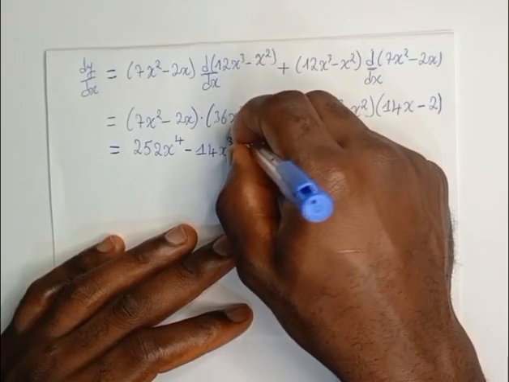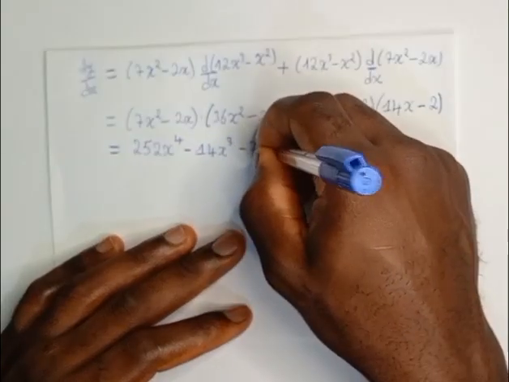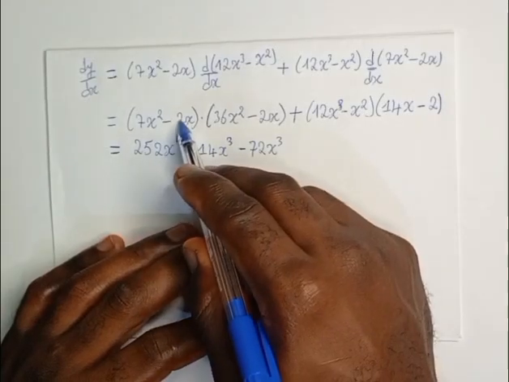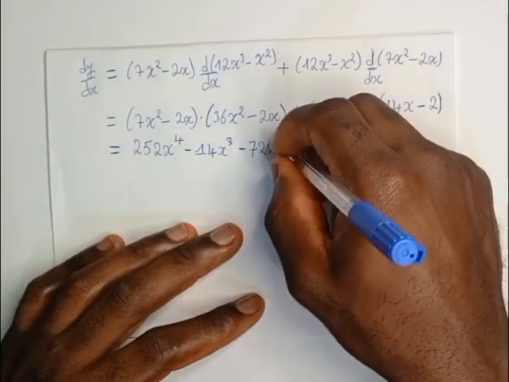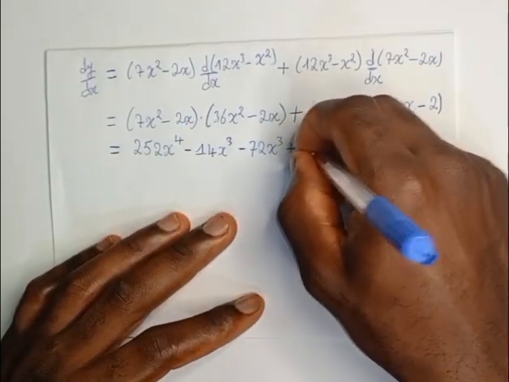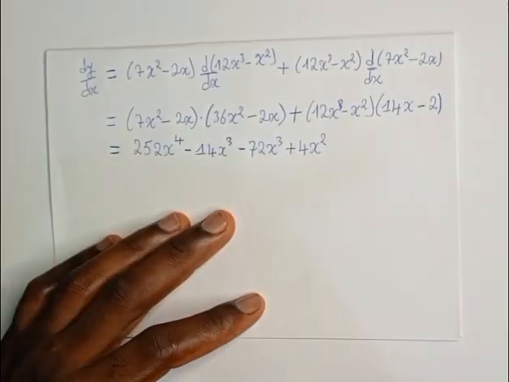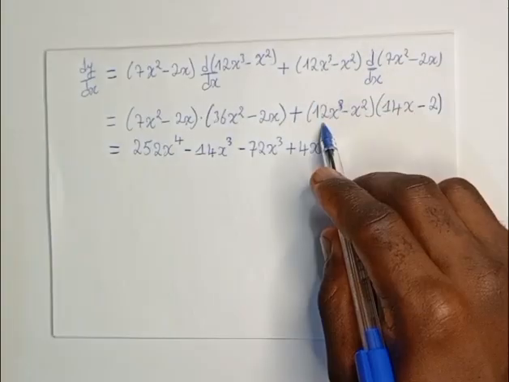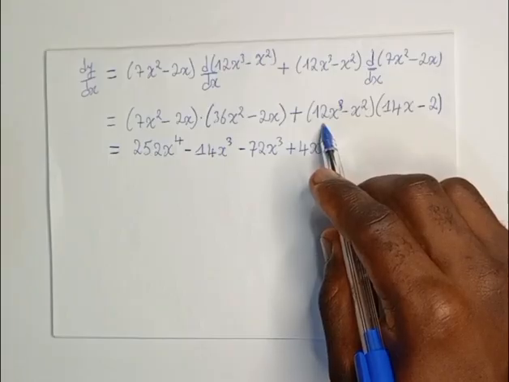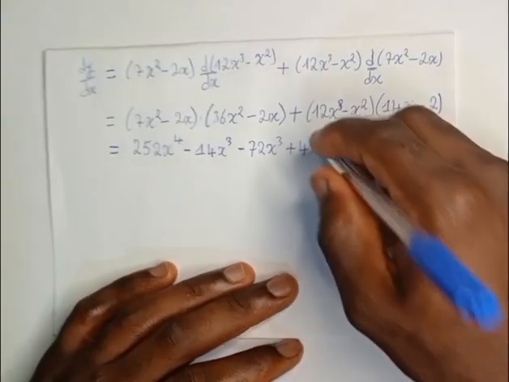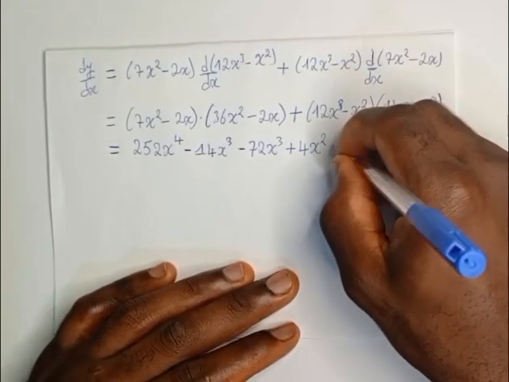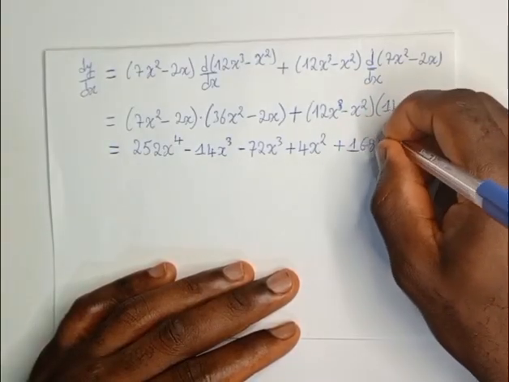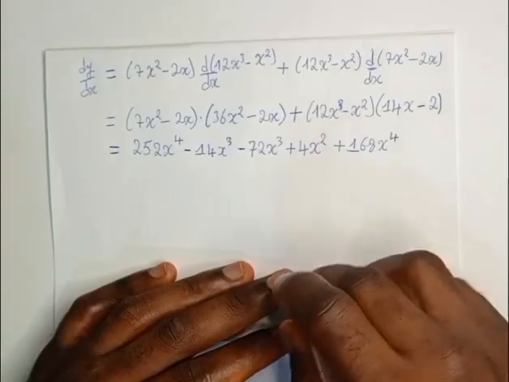negative 72x cubed. Negative 2x times negative 2x gives us plus 4x squared. Move now to the second brackets. 12x cubed times 14x gives us plus 168x to the power 4.